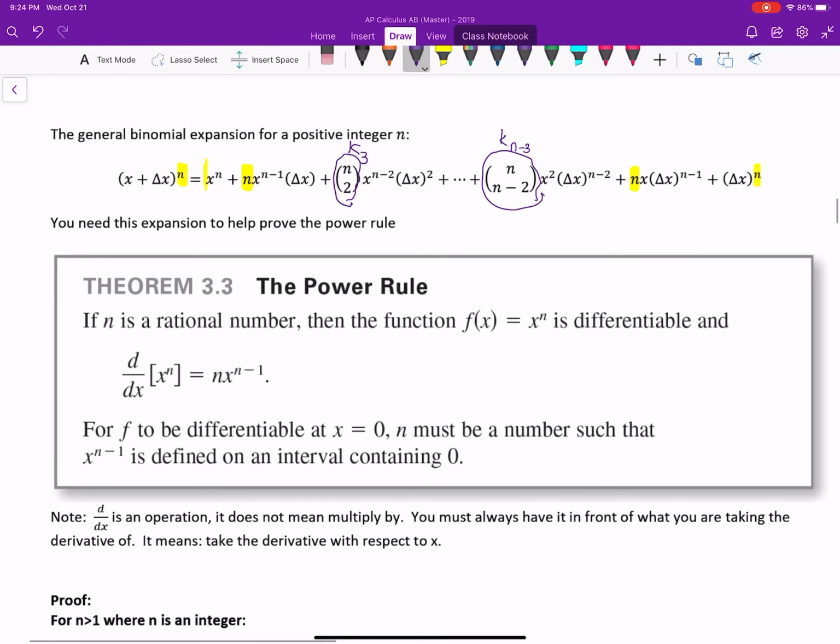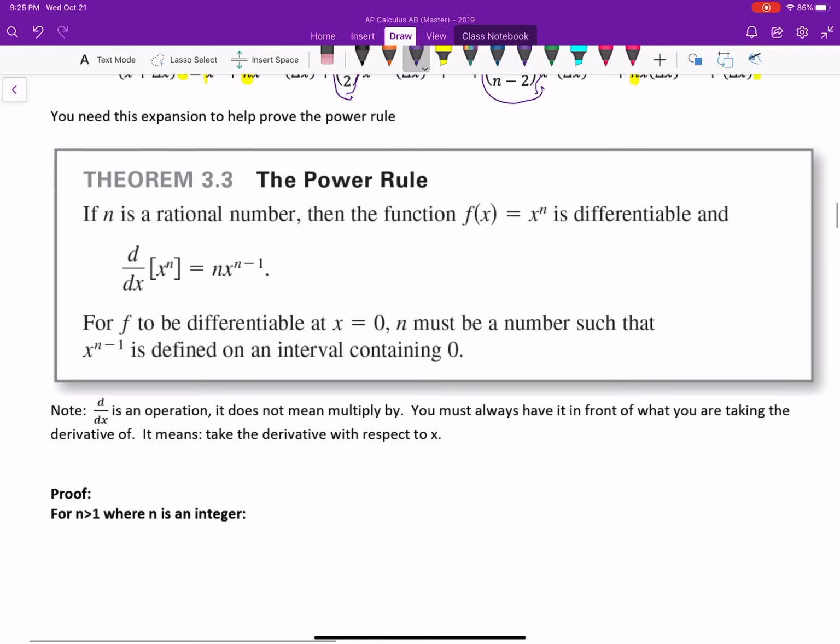If you look at the power rule then, if n is a rational number, then the function f of x equals x to the n power is differentiable following this rule. So I'm hoping that you figured that out, that you take the power that x is raised to and move it down as the coefficient, and then you subtract 1 from the exponent. Now there is one unique situation down here. For f to be differentiable at x equals 0, n must be a number such that x to the n minus 1 is defined on the interval containing 0. We'll learn how to deal with that if something different happens.